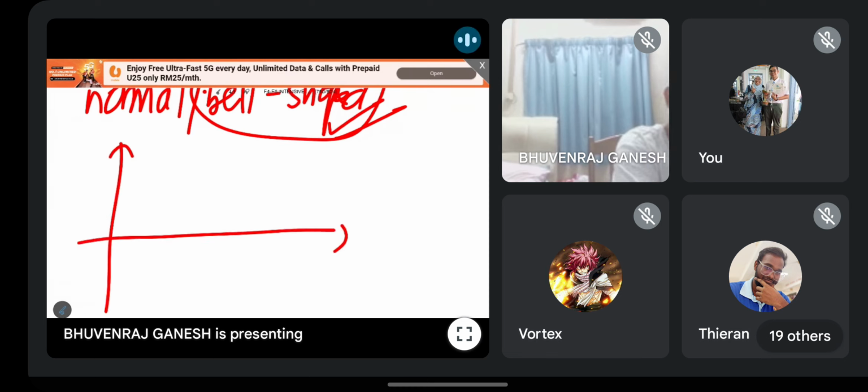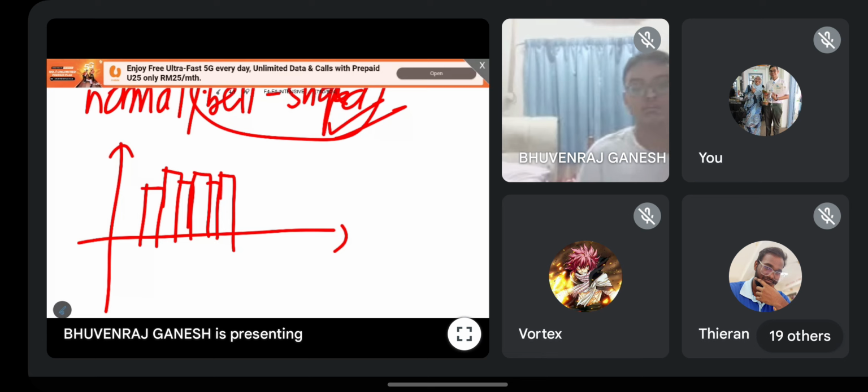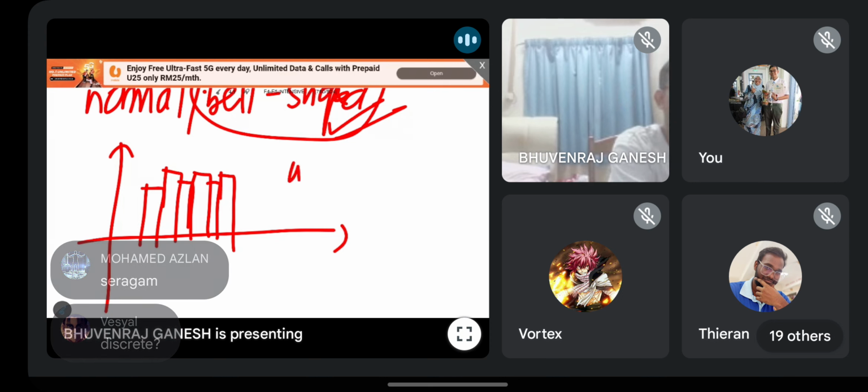The shape is something like this. Okay, like this, then like this, then maybe like this. Okay, guys, what kind of shape is this? Apa jenis tabuan macam ni? Bentuk loceng in BM. Very good. Uniform distribution. Seragam.